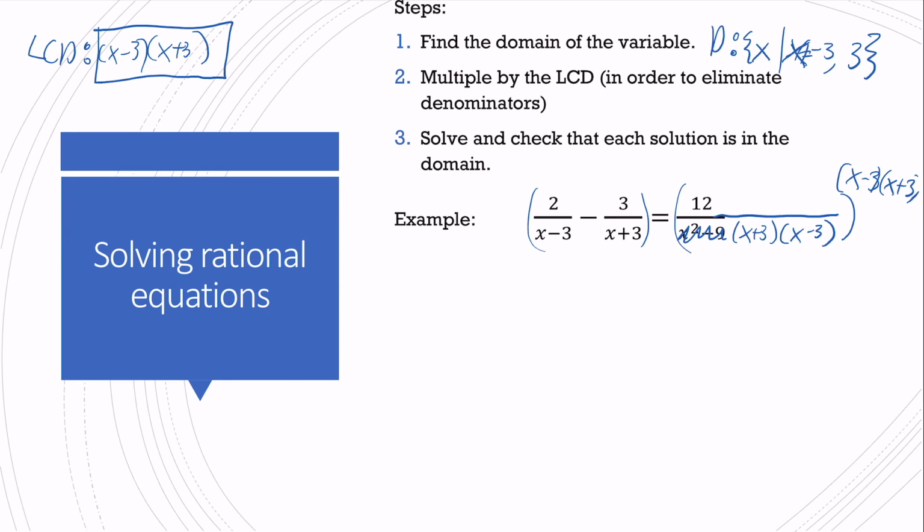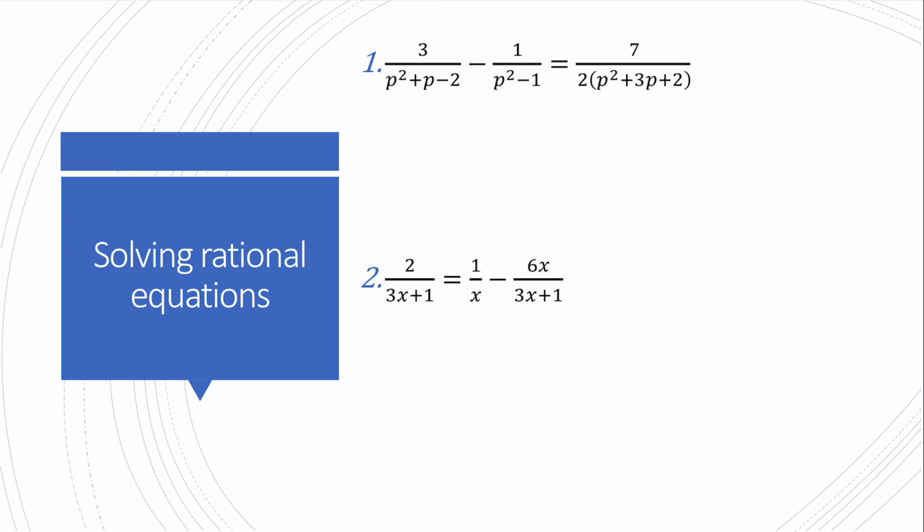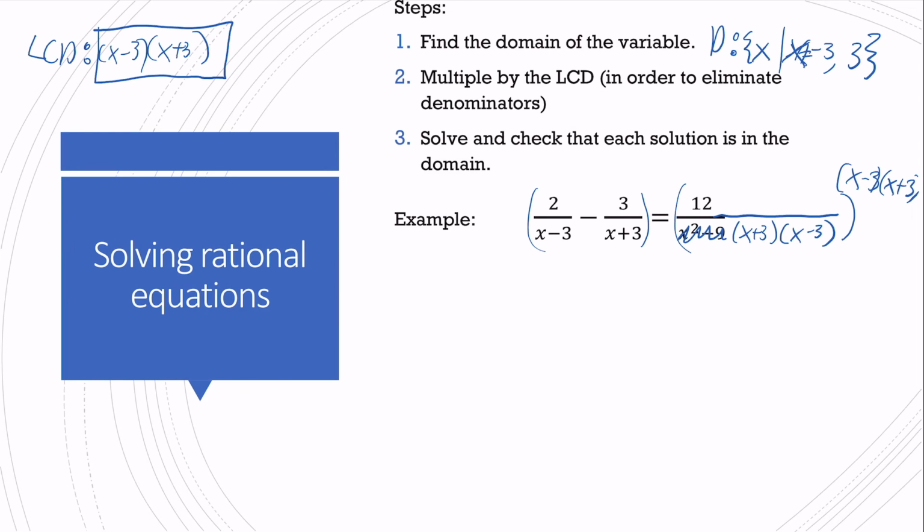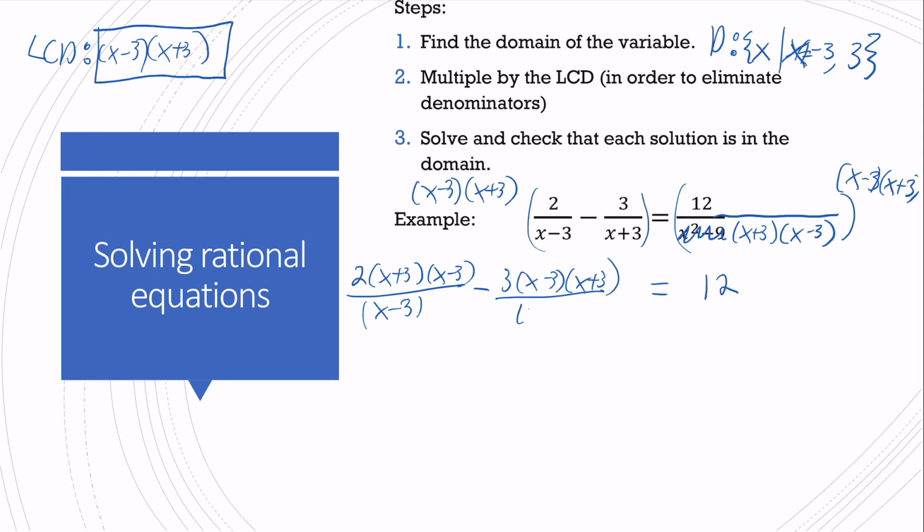On our right-hand side, we can see that my numerator, when I multiply by the LCD, my entire denominator is going to go away. So I have just 12. If I multiply by x minus 3, x plus 3 on the right, I'm going to have 2 times x plus 3, x minus 3 over x minus 3, minus 3, x minus 3, x plus 3 over x plus 3, because when we multiply fractions, we only multiply the numerators.